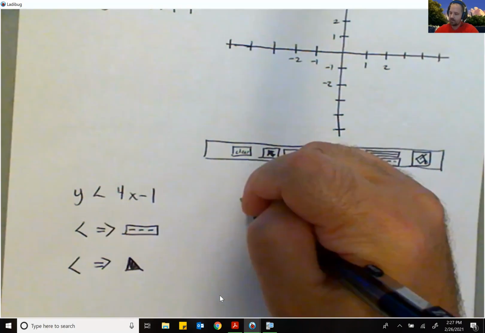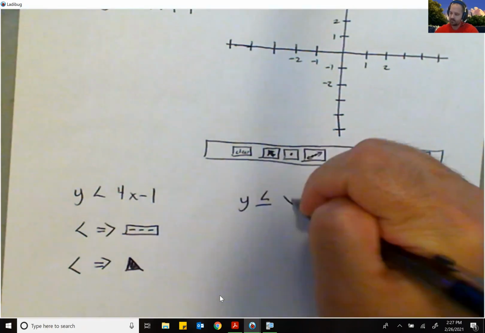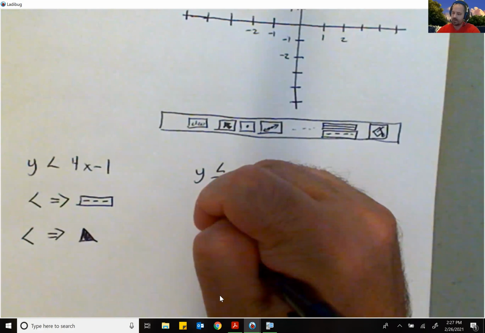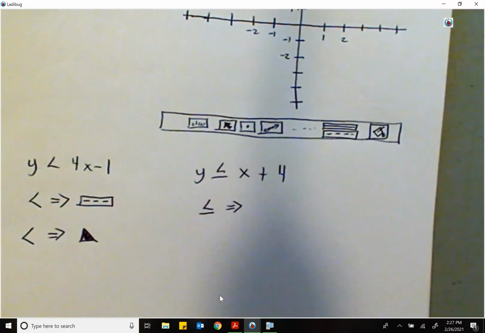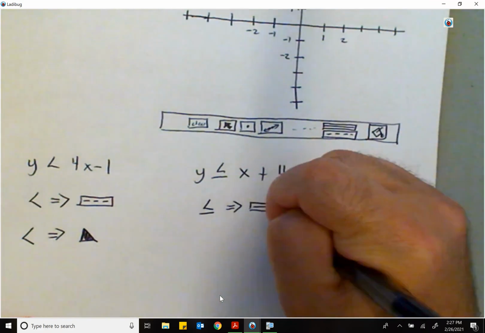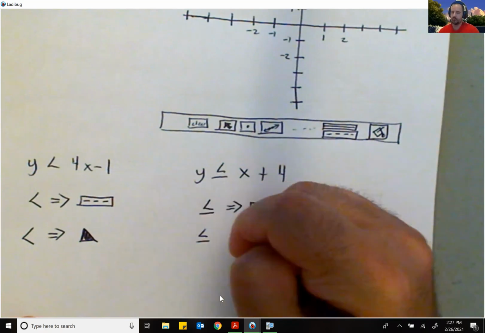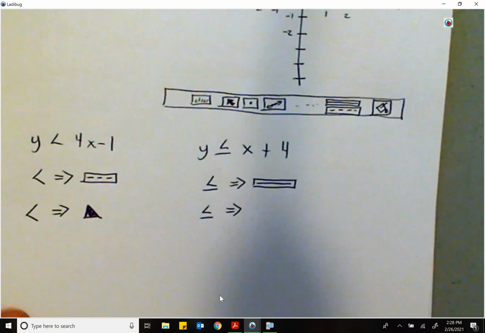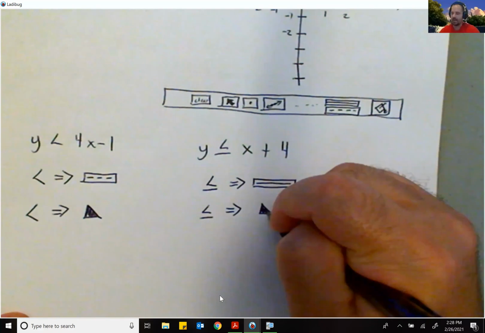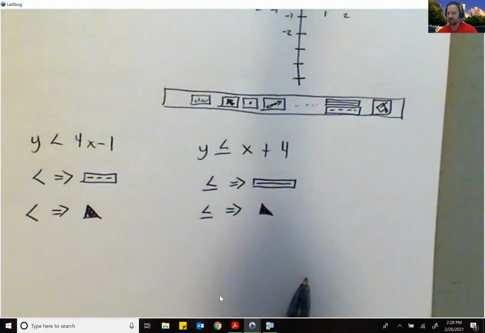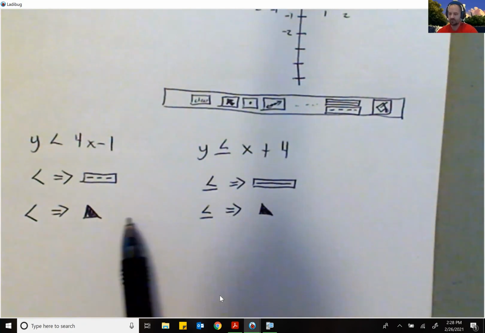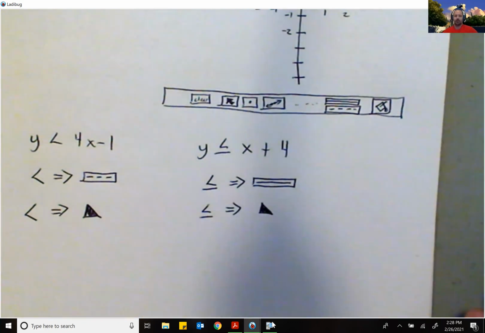When I have y less than or equal to x plus 4, I have less than or equal to. So what kind of line will we want? Solid. I have less than or equal to. What kind of triangle will we want? The top or the bottom? Bottom. The bottom. All right. And then all I need my calculator to help me do is get 2 points and then look where the shading is. That's really what I need my calculator to help me do. Get 2 points for this guy, 2 points for that guy, and go from there.